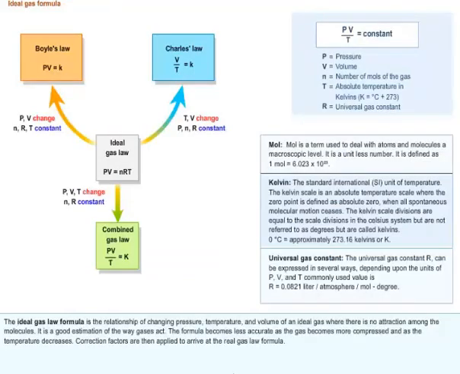The ideal gas law formula is the relationship of changing pressure, temperature and volume of an ideal gas where there is no attraction among the molecules. It is a good estimation of the way gases act. The formula becomes less accurate as the gas becomes more compressed and the temperature decreases. Correction factors are then applied to arrive at the real gas law formula. PV divided by T is a constant.